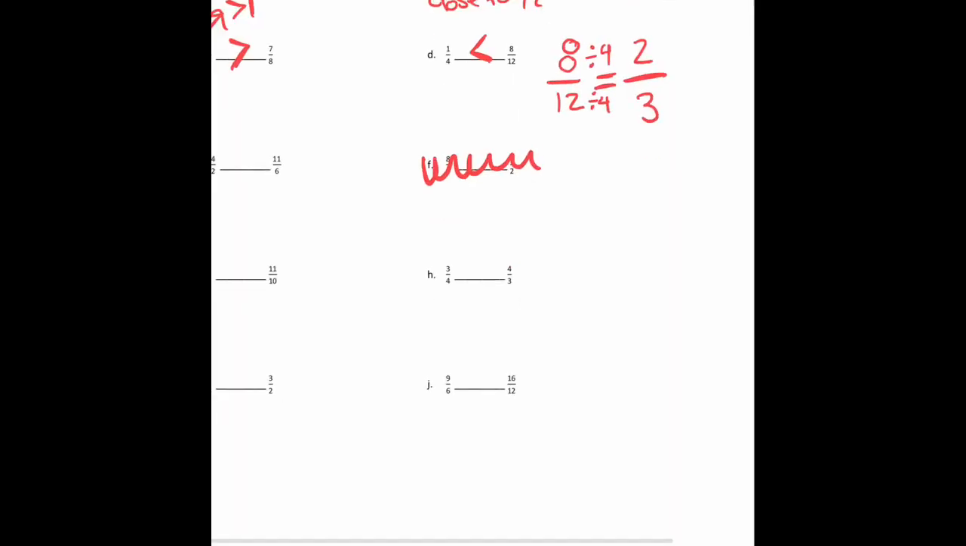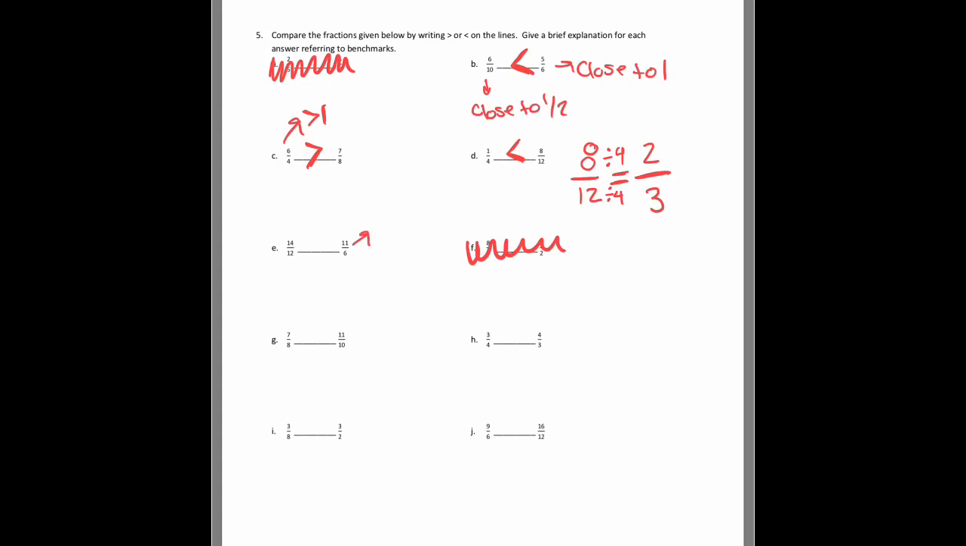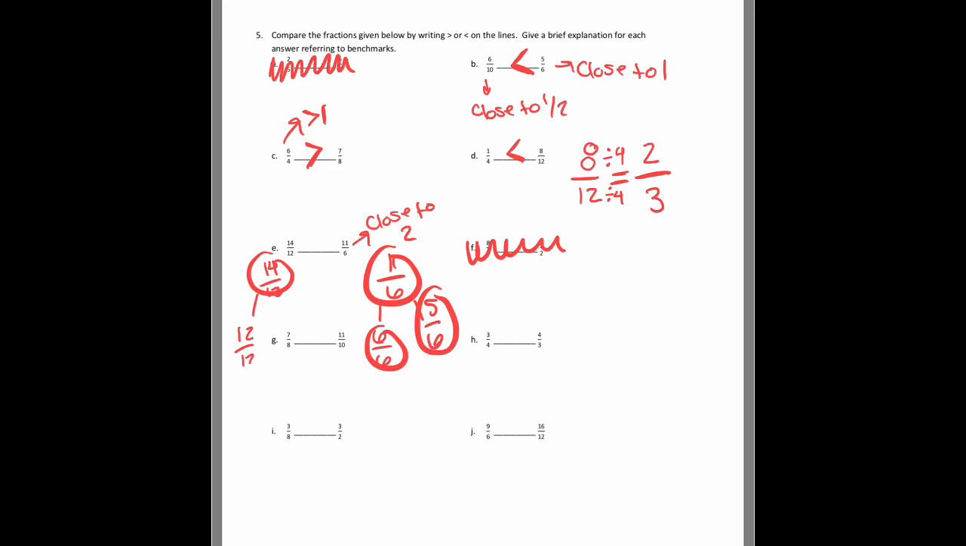Okay, on E we have 14/12 and then 11/6. Well, 11/6 is almost 2 because if I had 12/6, that would be 2. So look, if I broke down 11/6, I could break it into 5/6 and 6/6. So it's a whole 1 and 5/6. That's really close to 2. 14/12 though, when I break that up, I get 12/12 for the whole and 2/12. So that's really only 1 and 2/12. So 11/6 is a lot closer to 2, so we're going to say that that's greater.